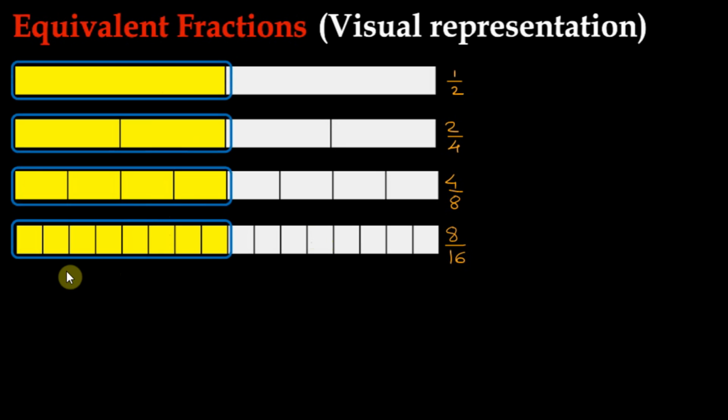Therefore, we can say 1/2 equals 2/4, which equals 4/8, which equals 8/16. Means 2/4 equals 1/2, 4/8 is also equal to 1/2, and 8/16 equals 1/2 as well. Hence, we call all these fractions equivalent fractions because they all represent the same value. In other words, they are all equal.